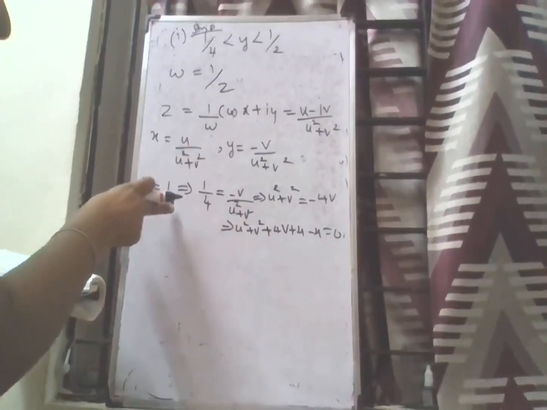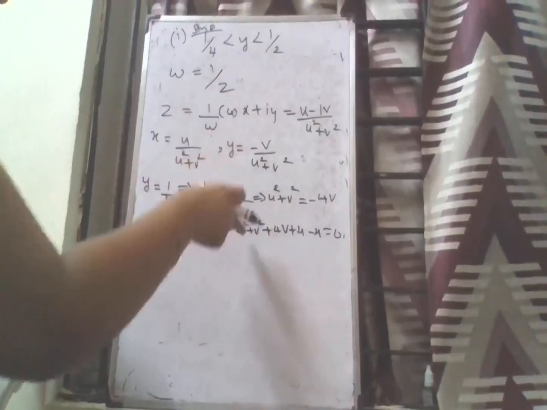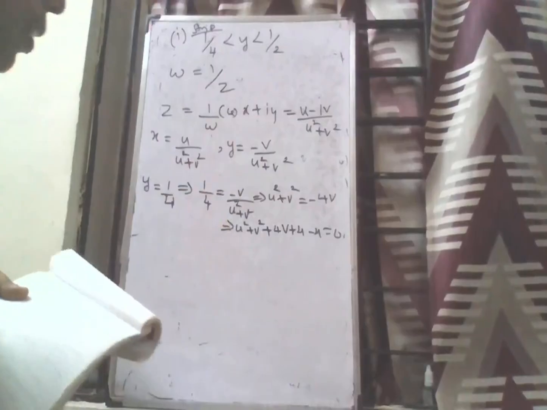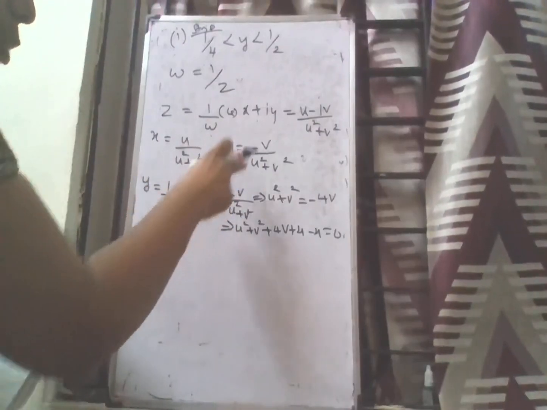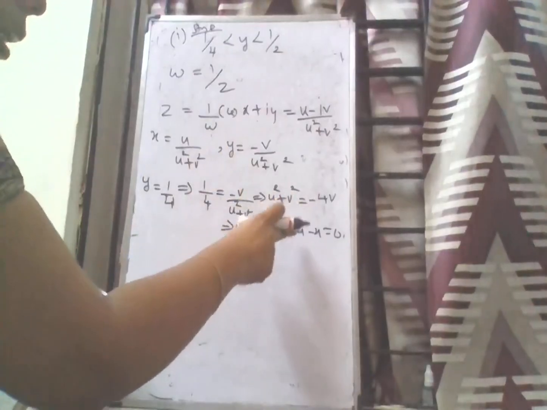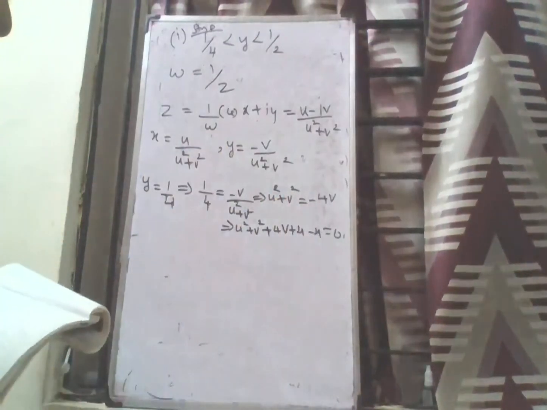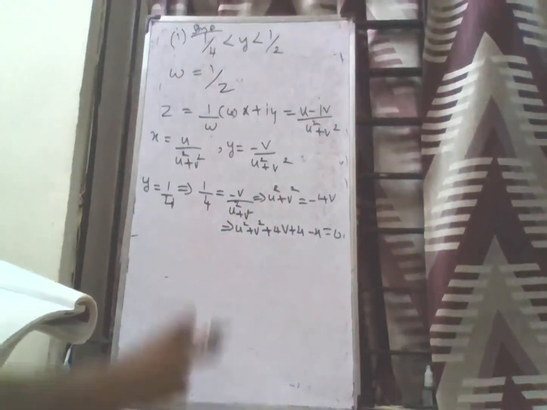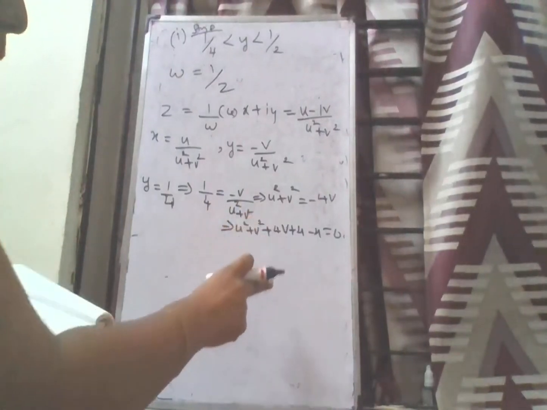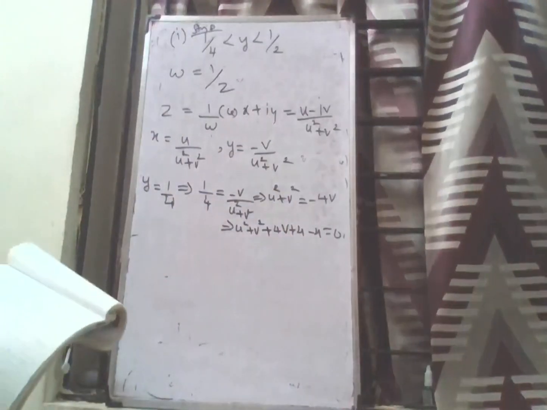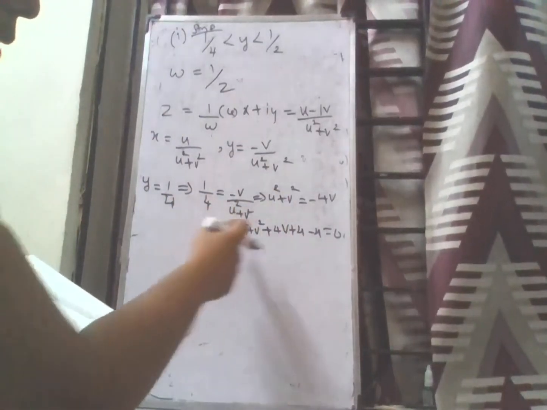For that, I'm applying y equal to 1 by 4 and then solving. I think you may know, I don't know how far you're understanding the thing. See here, 1 by 4 is equal to minus v by u square plus v square, and then I'm converting this and adding plus 4 minus 4. Why am I doing so? It appears to be a circle. Why not? I have one u square, one 4v. If I add 4, why can't I find my center and radius here?